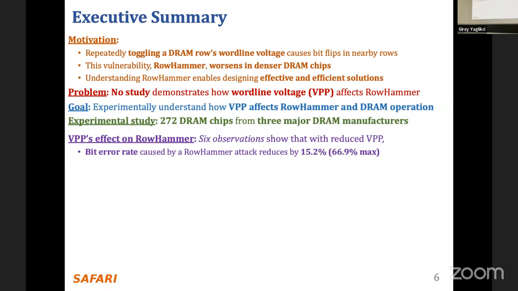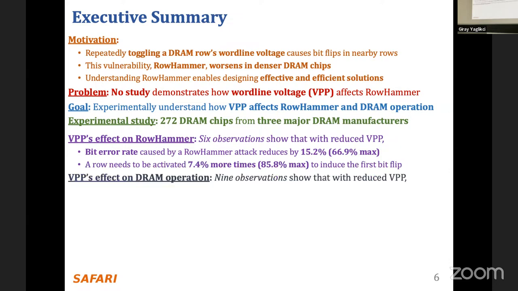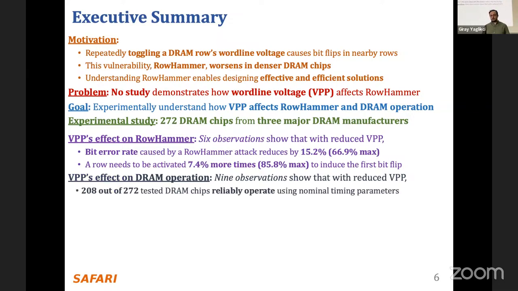So the bit flip rate reduces significantly, and to induce bit flips, you need to activate a row more times than before. So we also looked at how changing this VPP affects other things in the DRAM chip. So we also have 9 additional observations on that. So we observed that most of our tested DRAM chips just work fine when we reduce VPP, and we just don't change anything in the system and they work.